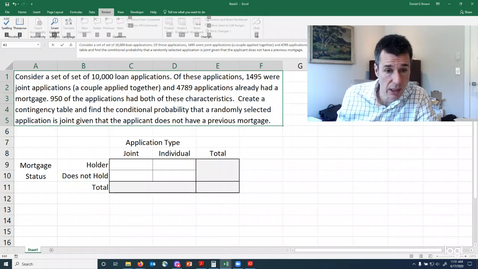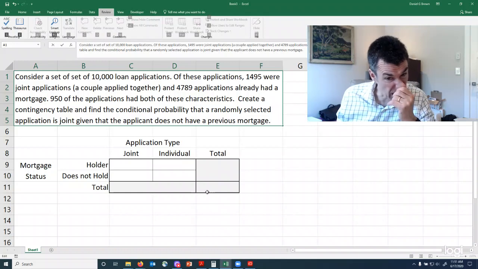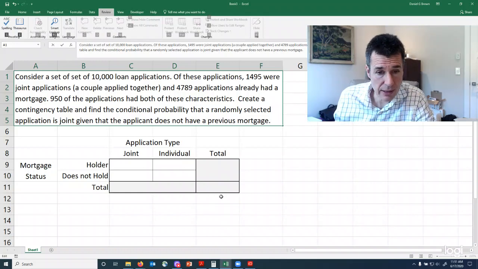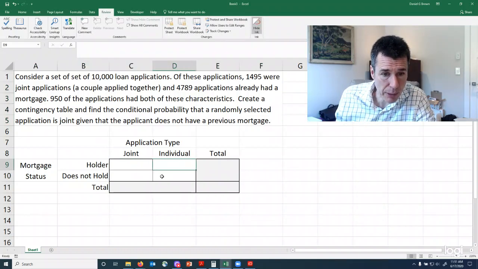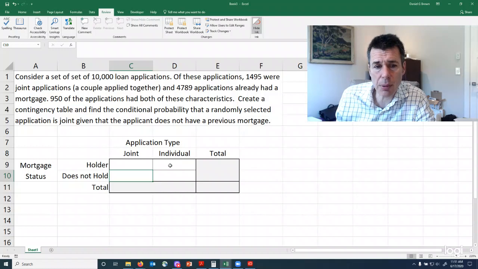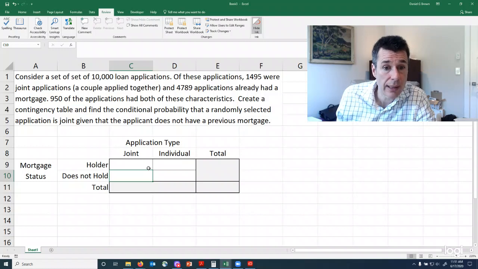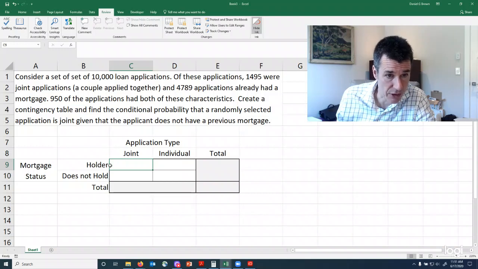So the contingency table looks like this table that I've created here, and we're going to fill in all of the details. In each box, the totals are going to be the sum of either the row or the column, and in each box, we put the number of applicants who satisfy both conditions. So this box is someone holds a mortgage and it's a joint application, and so on. So let's see what we've got.